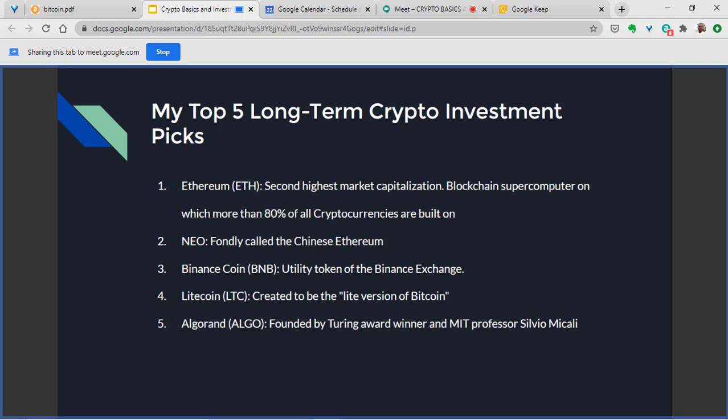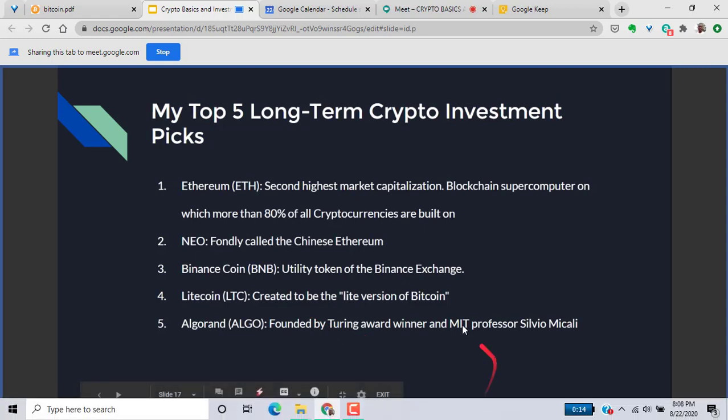They call it silver to Bitcoin's gold, something you can use for day-to-day payments. I think one Litecoin right now is worth about $60. So you can use it to buy your coffee, buy little things, day-to-day transactions.